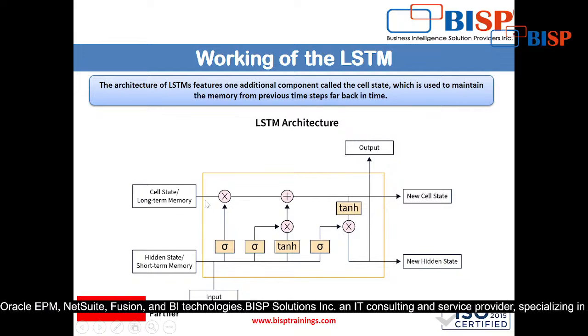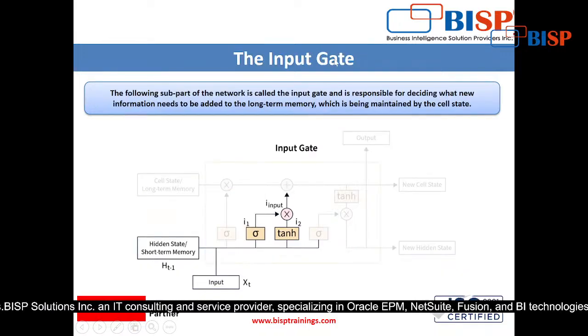Here is, where is it? The cell state is where the last memory is kept, right? Here is the new cell state, here is the new hidden state. I will explain you all. Now see, this is the input gate. What is this input gate? The following subpart of the network is called the input gate, and is responsible for deciding what new information needs to be added to the long term memory, which is being maintained by the cell state.